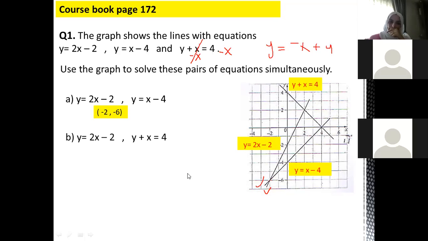So the line that passes through negative 2 and positive 4, which is 2 and 2, the intersecting point. Excellent, Roa. Thank you. And that's right. Here we are. It's 2 and 2. Last one.